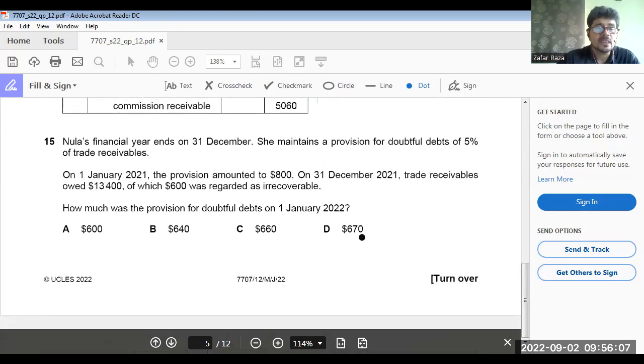Question number 15. Newless financial year ends on 31st December, she maintains a provision for doubtful debts of 5% of trade receivables. On 1st January 2021, the provision amounted to 800. On 31st December 2021, trade receivables 13,400, of which 600 was agreed irrecoverable. 13,400 minus 600 irrecoverable, it means the trade receivable is 12,800 multiplied by 5%. So, provision for doubtful debts is 640. Got it?